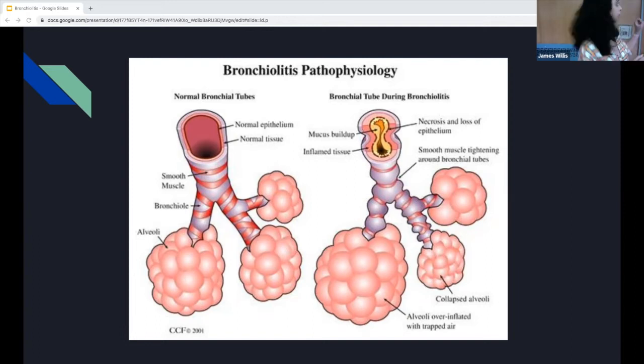On the right side, you'll see a normal bronchial tube, and on your left side, you'll see one that has an active bronchiolitis. You can see that there's mucus buildup here, inflamed tissue that can cause smooth muscle tightening around the actual bronchial tubes. This can lead to collapsed alveoli, air trapping, atelectasis, obstruction. Biopsies and autopsy samples over 24 hours after the infection include ciliary disruption, peribronchial lymphocytic infiltration, and bronchial cell necrosis.